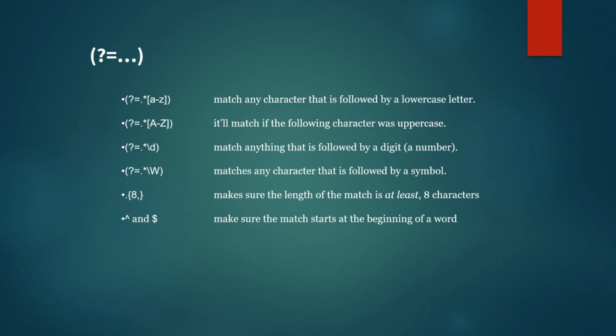So the first one means that it will match any character that is followed by a lowercase letter. The second one is just like the previous one, but instead of lowercase, it will match if the following character is uppercase. Next will match anything that is followed by a digit, which is a number. The next one will match any character other than a line break that is followed by a symbol. And next, it makes sure the length of the match is at least 8 characters of any character, thanks to the dot there. And the last one will be the caret sign and the dollar sign, which make sure the match starts at the beginning of our word.